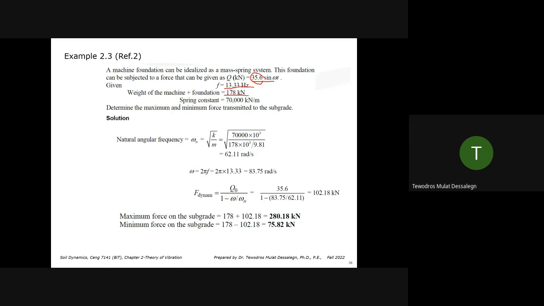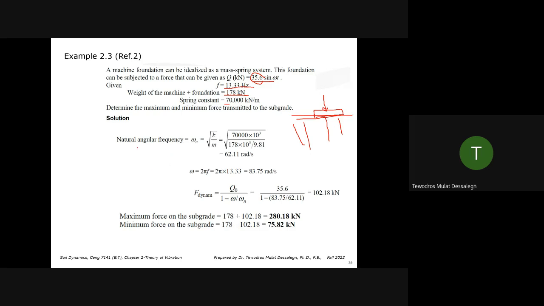The spring constant, let's assume we already did our soil test and everything. So the spring constant for the soil is 70,000 kilonewton per meter. Determine the maximum and the minimum force transmitted to the subgrade. So you have a foundation block, you have a motor sitting on the foundation applying sinusoidal force, and you have the soil medium underneath. What we are trying to determine is how much force is acting on the soil going to the subgrade.